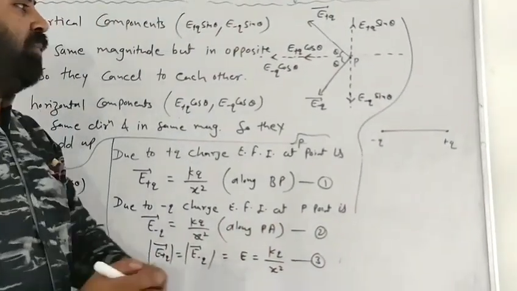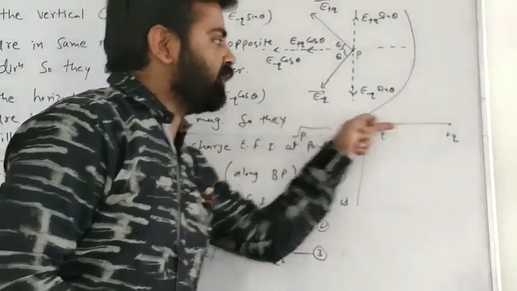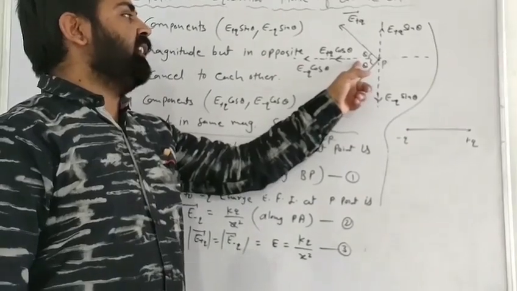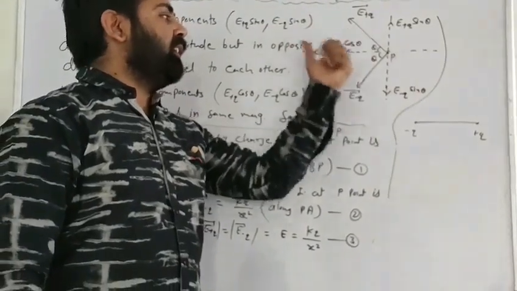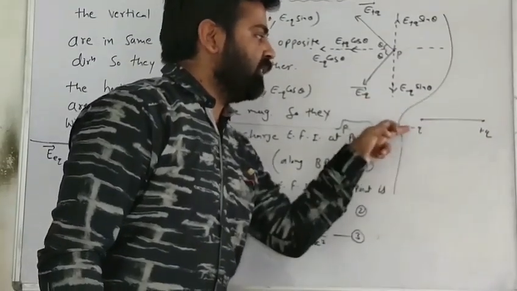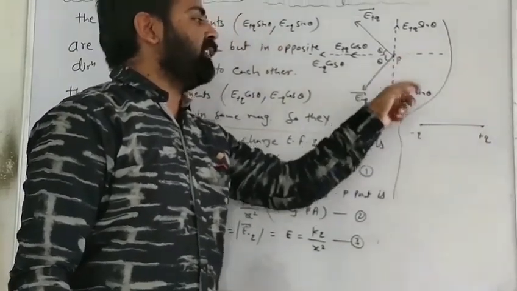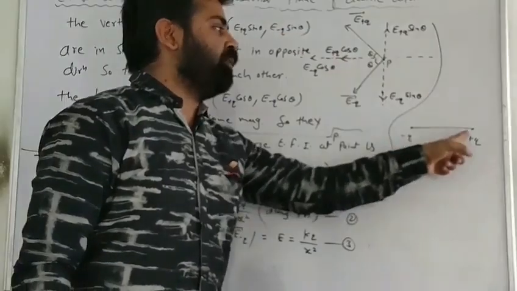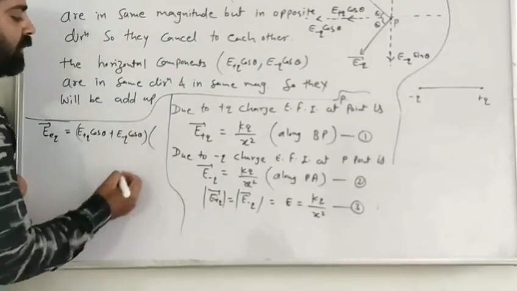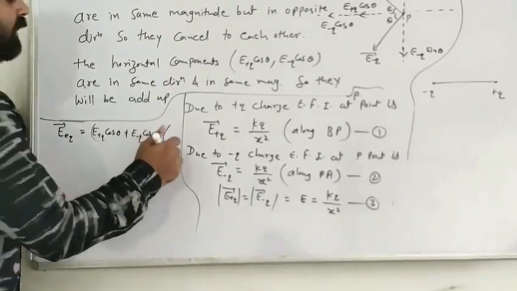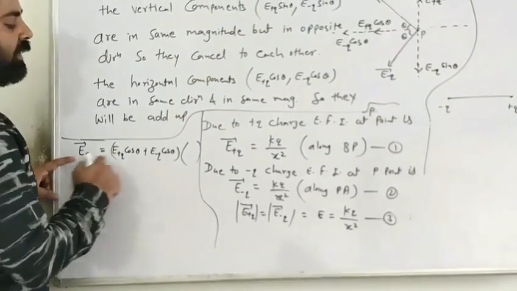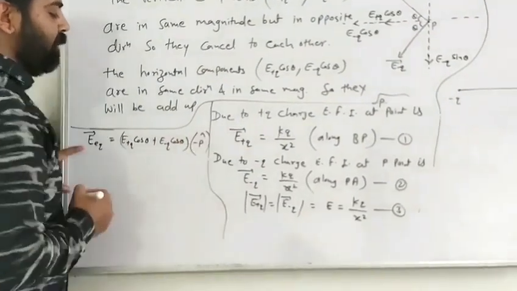The electric dipole moment direction is from minus q to plus q, and here the resultant direction is opposite to the electric dipole moment. So we write down the direction of the resultant electric field intensity by minus p cap.